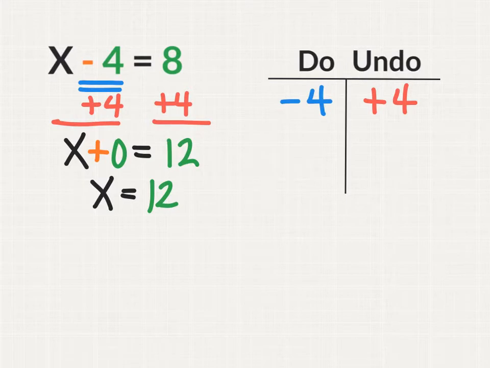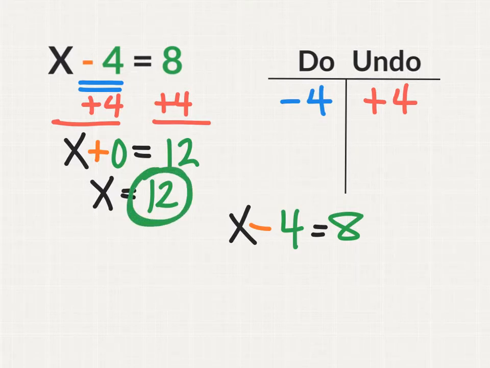Now we need to check our work. So we go back to the original equation of x minus 4 equals 8. We substitute the variable with our solution. In this case, it was 12. So here we put 12 minus 4 equals 8.